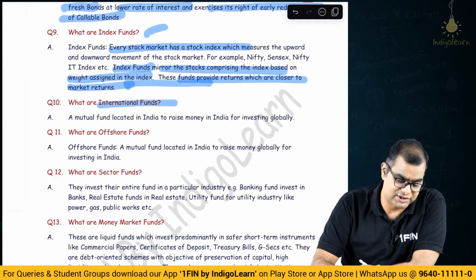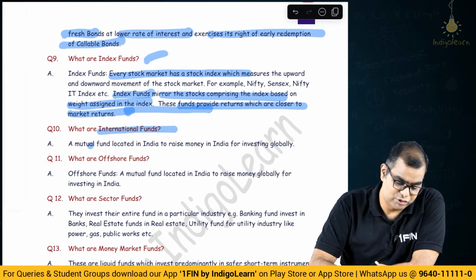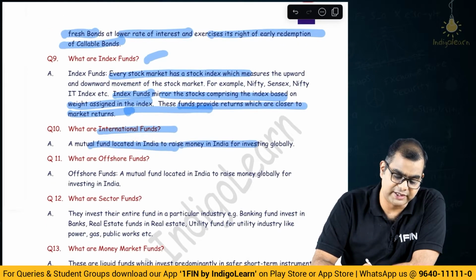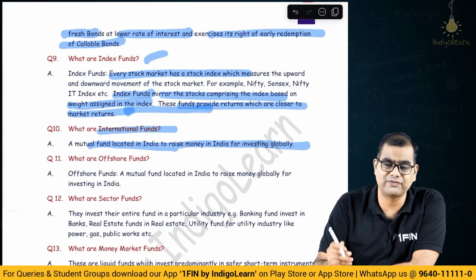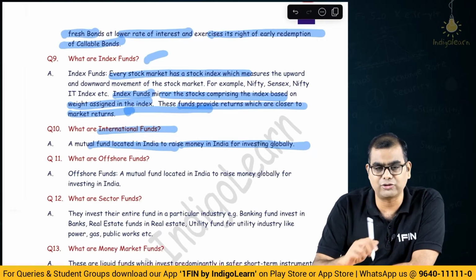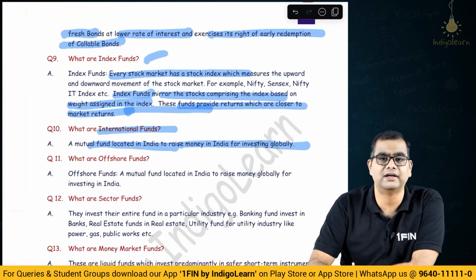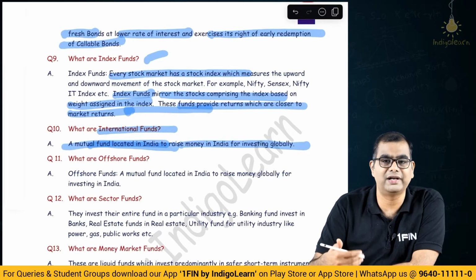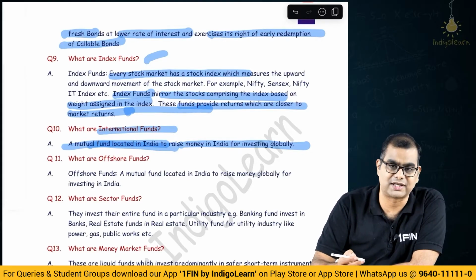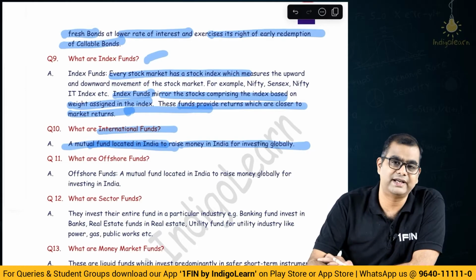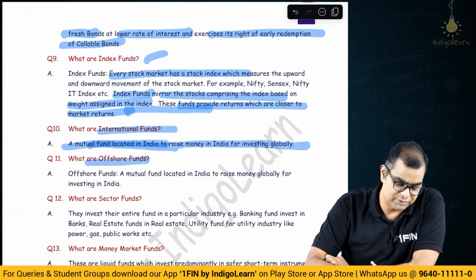Then you have something called as international funds. These are funds, a mutual fund located in India to raise money in India for investing globally. So you have PPFAS fund, you have a bunch of other funds where the funds raise money from people like you and me. They go and invest in stocks like Facebook, Apple, Amazon, Netflix and Google. Right, so it's a fancy word for all these companies. So a lot of funds in India, or rather mutual funds in India, have raised money to invest in global equities.